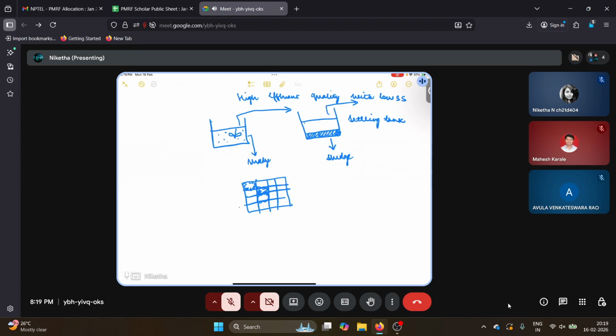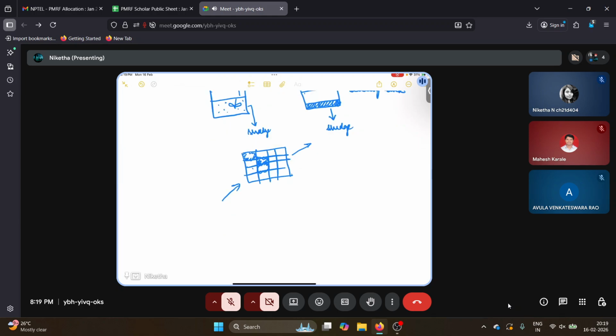Whatever sludge is there, it will be retained on one side. Imagine this is your feed water side. Then the sludge also will be retained on this side itself, and clean water will be coming out. So you don't have to build a separate tank for it and allow it to settle and all that. So time is saved, and money is also saved.